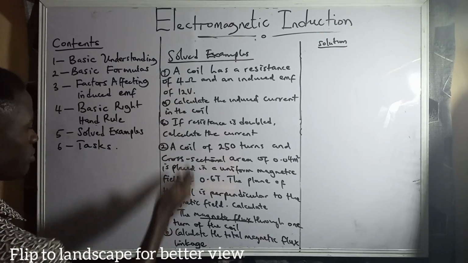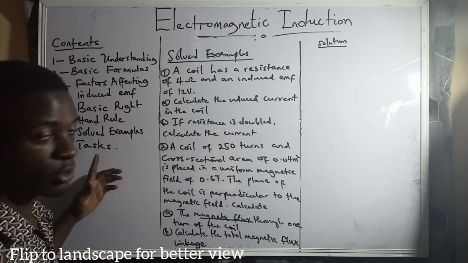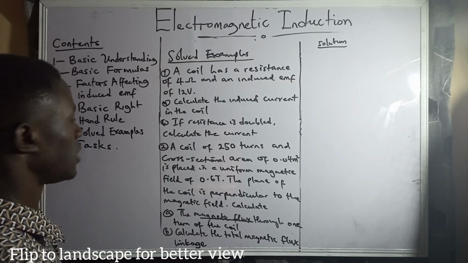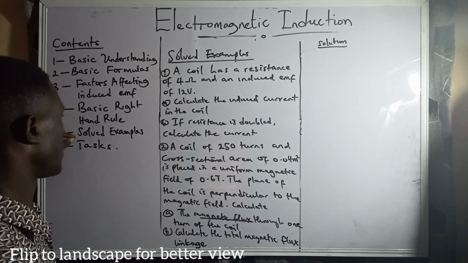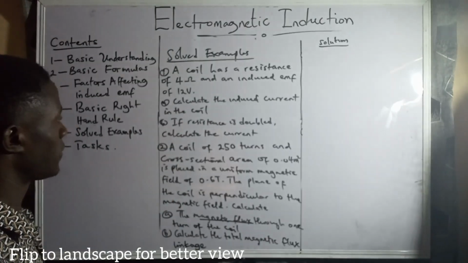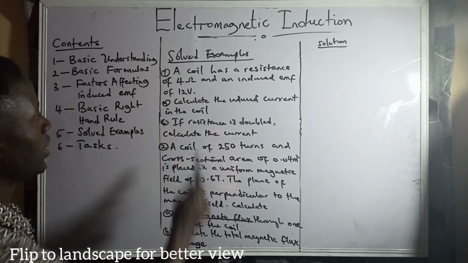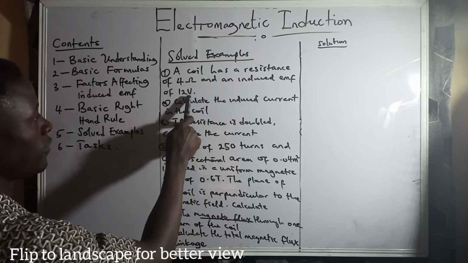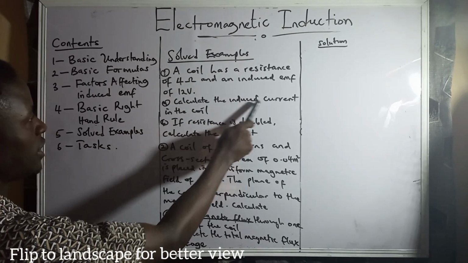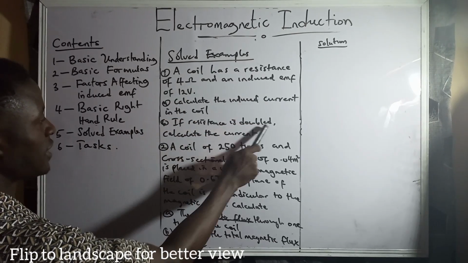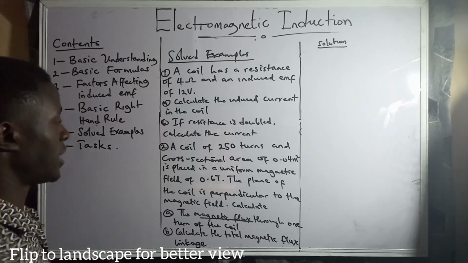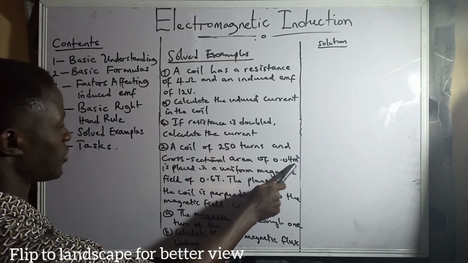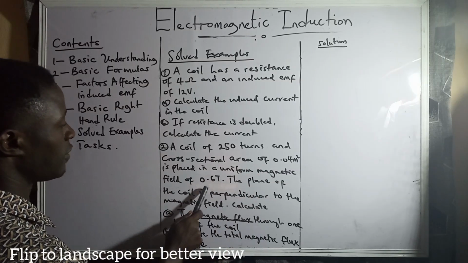Thank you. Some examples that I want us to consider together. We have discussed basic understanding, basic formula, the factors, the right hand rule, and now examples. So I want us to solve this together. Number one says a coil has a resistance of 4 ohms and an induced EMF of 12 volts. A says calculate the induced current in the coil. B says if resistance is doubled, calculate the current. That's the first question. And the second one is a coil of 250 turns and a cross-sectional area of 0.04 meters squared is placed in a uniform magnetic field of 0.6 Tesla.